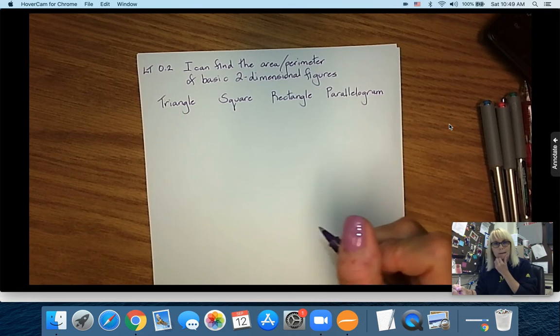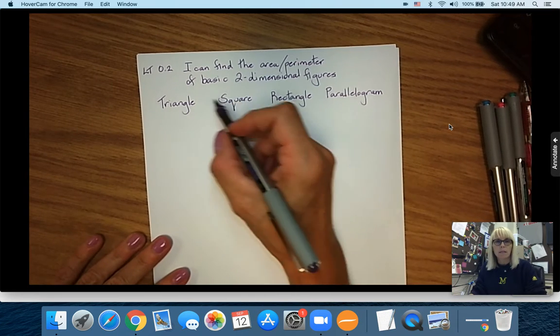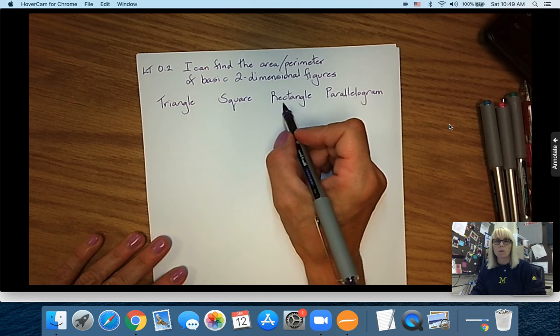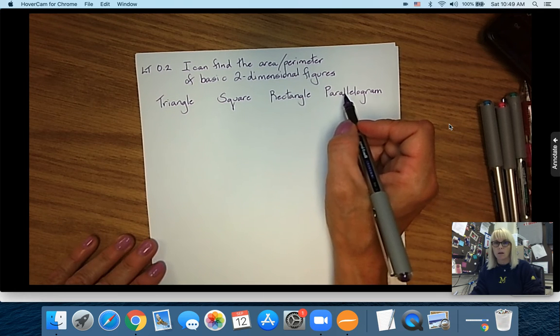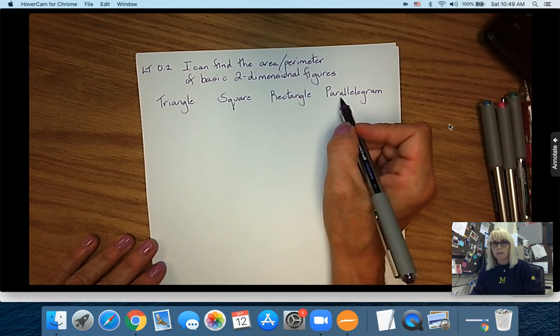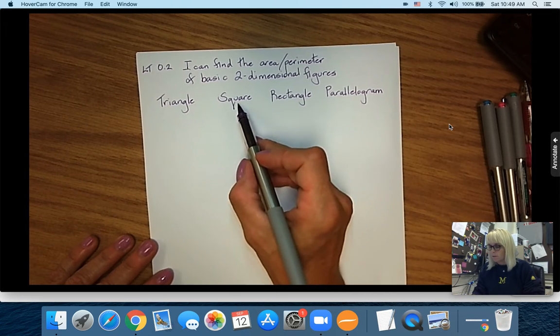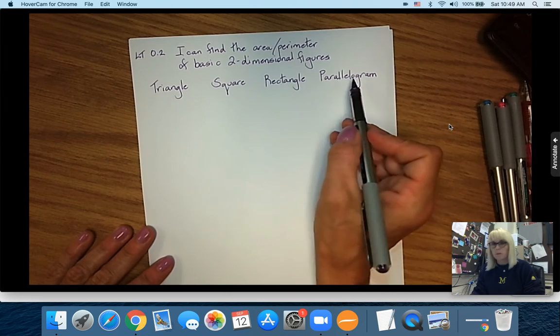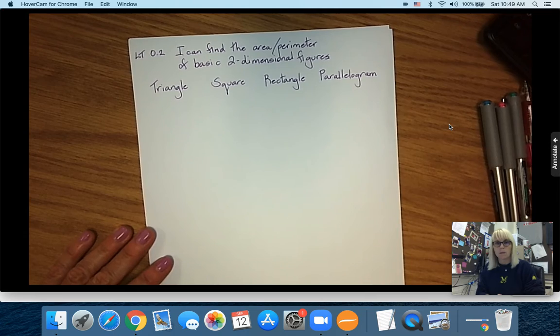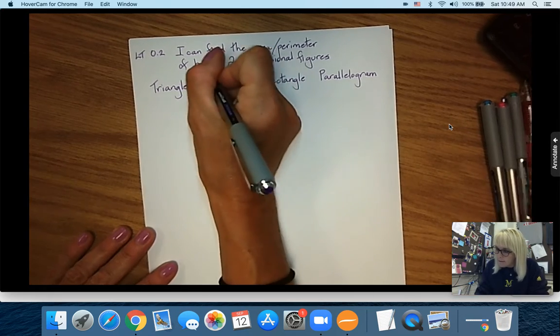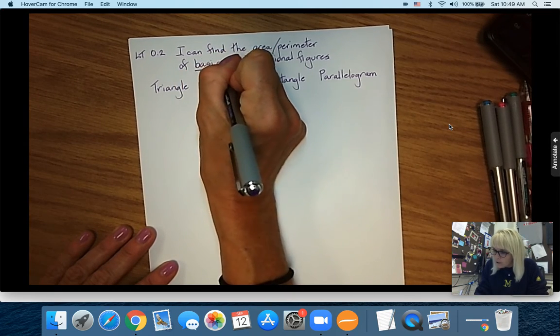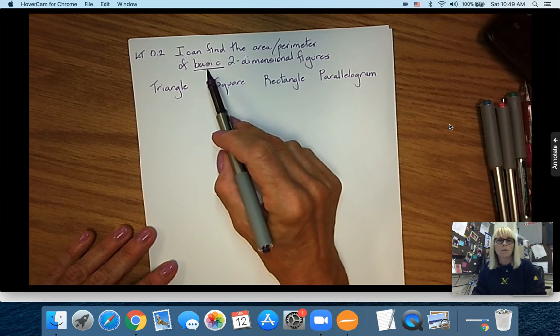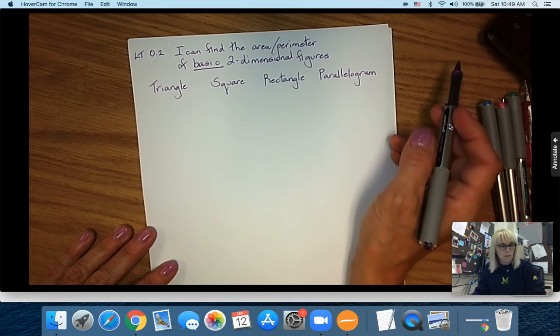Okay? Now, triangles are three-sided polygons where squares, rectangles, and parallelograms are all four-sided polygons, which we call quadrilaterals. So these are specific types of quadrilaterals that we're going to deal with here. And the geometry world refers to these as our basic two-dimensional shapes.